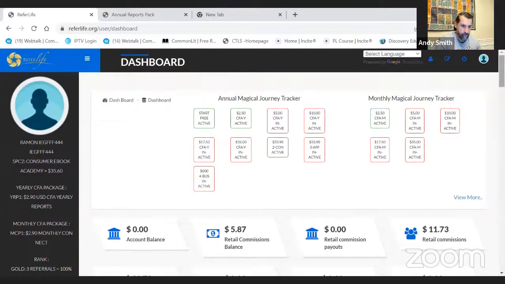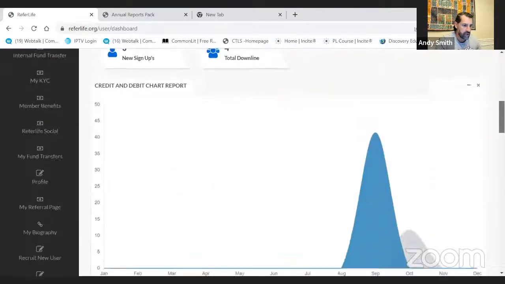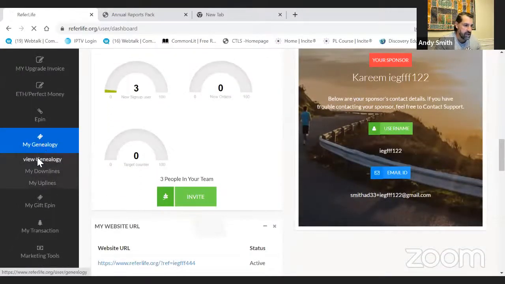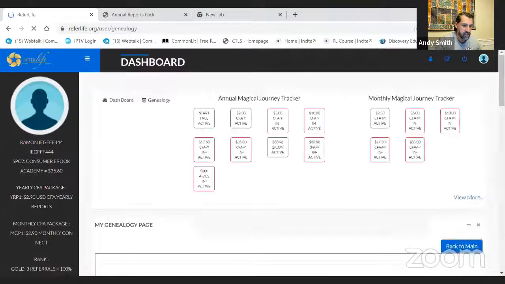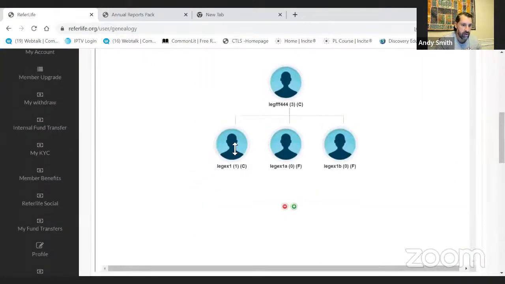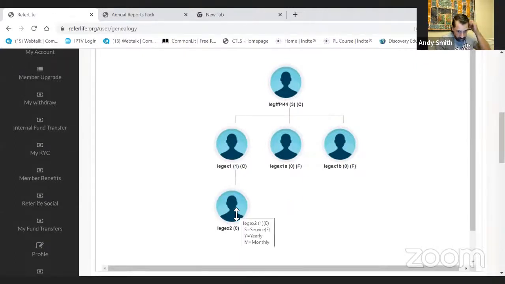Okay, so here we go. We're going to look at this so that you guys can see how this works. Ramon has his site. We're going to look at the genealogy. And the genealogy is pretty simple right now. We're here, okay? I think I actually did the upgrade on the wrong one, but that's fine. It's still going to make sense.